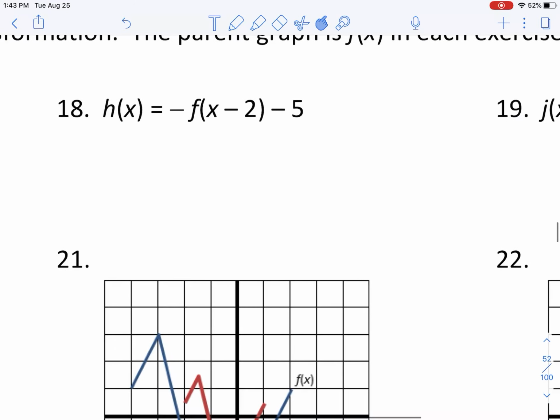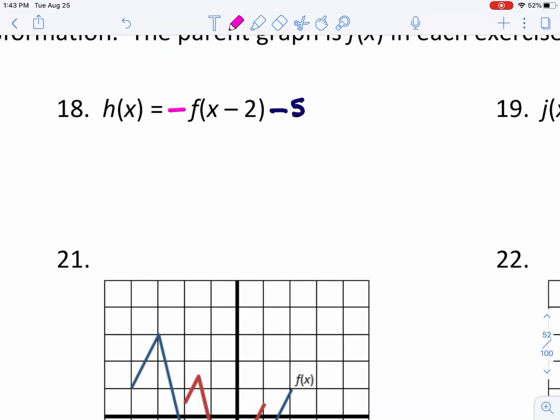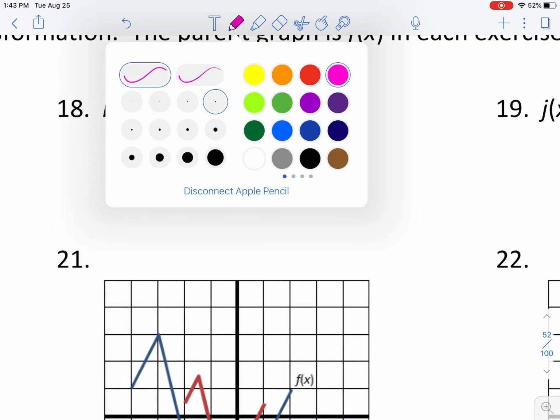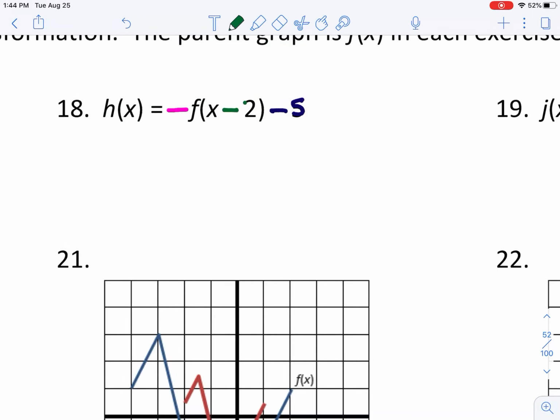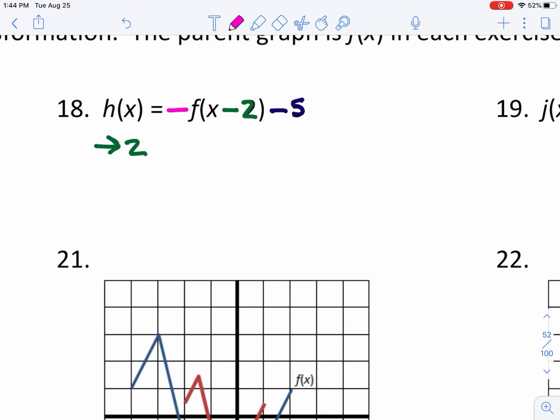So we have a number on the outside again. We have a negative in the front, and we have a -2 on the inside. So we're still basically working with PEMDAS. We need to do that horizontal shift first because PEMDAS tells us to do so. That -2 tells us to do the opposite of what we think and go to the right 2. The negative tells us to flip over.